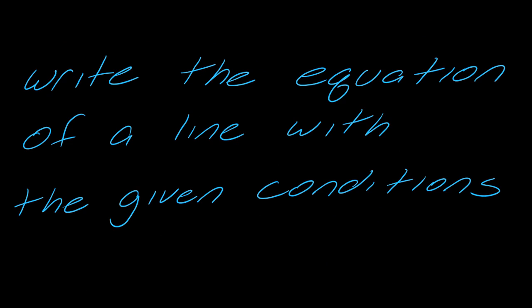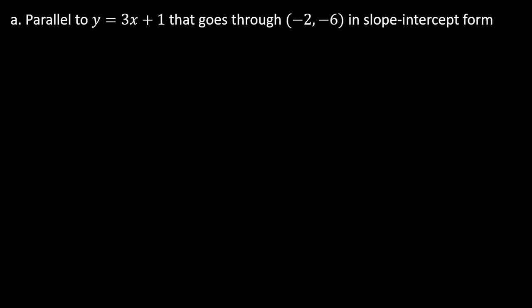Okay, so what we're going to do is jump right into the problems here, and we're going to try to write the equation of a line with the given conditions. So here is the type of example we're going to be looking at. I want to find a line that is parallel to y equals 3x plus 1, that goes through (-2, -6), and I want to write that line in slope-intercept form.